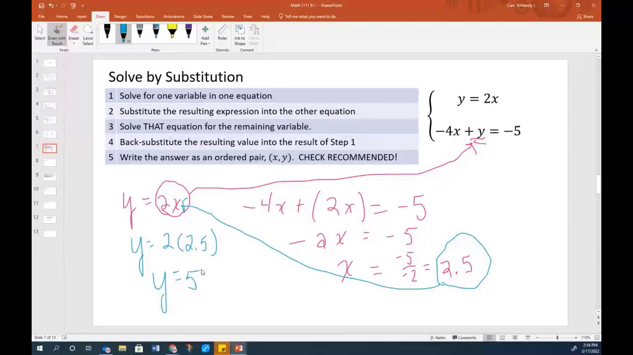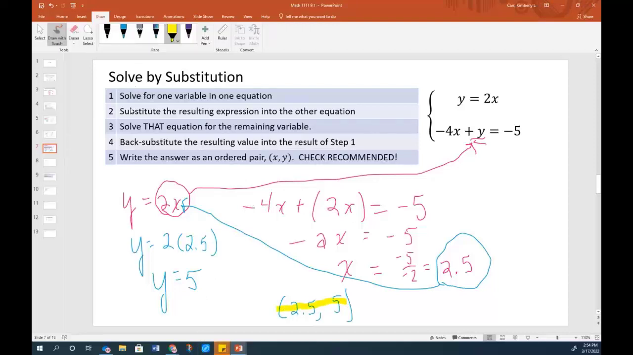So y is equal to 5. All right, so what is my answer? My answer is an ordered pair. You want to write your answer as an ordered pair (x, y): 2.5, 5. Now, when you start doing this much math, you really want to check your work. It's so easy to make a mistake. However, we checked this answer on our previous slide because it was the same problem. So that's my answer right there.